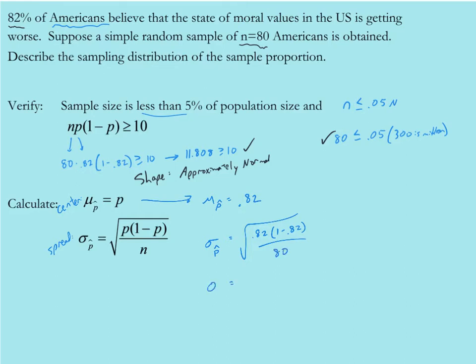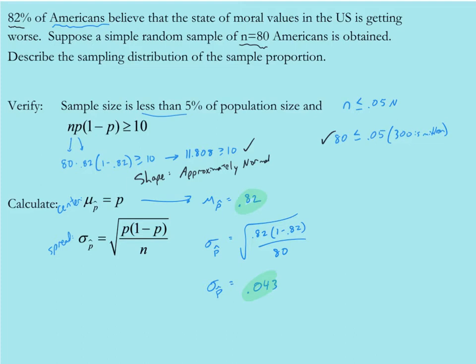So when you type that into your calculator, you should get 0.043, or even 4%. 0.04 would be good too. And that is our standard deviation. And these standard deviations are always going to be small, because your mean is small, right? The mean that I got first was 82%, 0.82, and the standard deviation is 4%. Okay, so those should always be pretty small numbers.